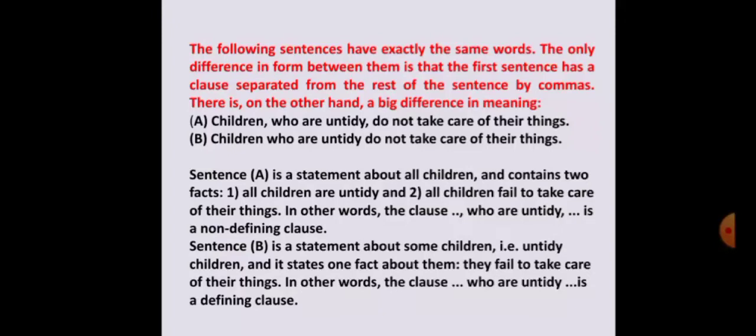All children are untidy and all children fail to take care of their things. In other words, the clause who are untidy is a non-defining clause. Sentence B is a statement about some children, untidy children, and it states one fact about them. They fail to take care of their things. In other words, the clause who are untidy is a defining clause.